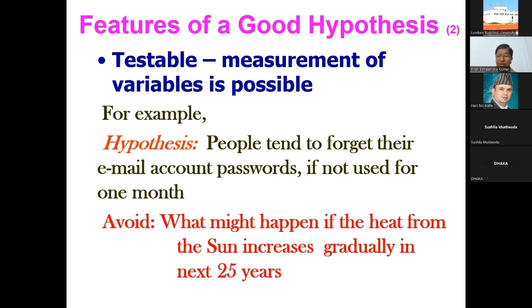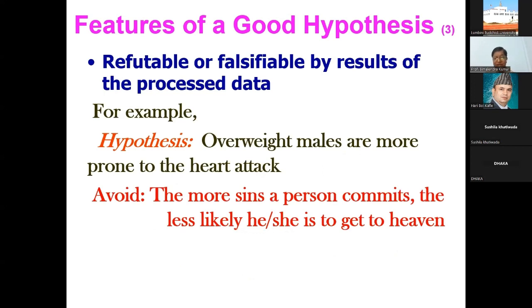Measurement of variables is possible. For example, the hypothesis: people tend to forget their email account passwords if not used for one month. This is one hypothesis. Then, avoid something like: what might happen if the heat from the sun increases gradually in the next 25 years. This type of hypothesis is avoided, so it must be testable. People tend to forget their email account passwords if not used for one month.